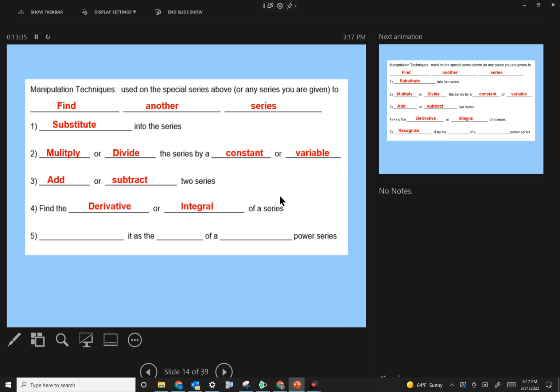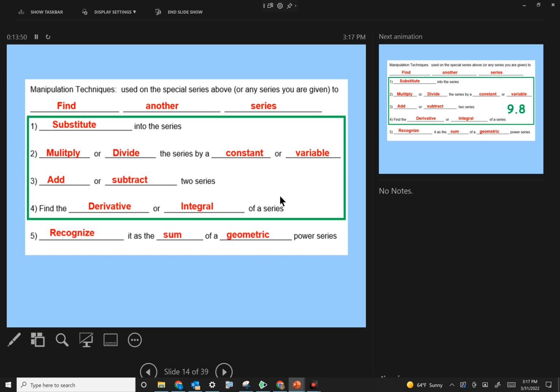You can, oh, there it is. Just when you thought it wasn't calculus, you can find the derivative or the integral of any series. Or you can recognize it as the sum of a geometric power series. Basically, this first part I'm getting ready to show you an example of. That second part is what we do tomorrow, just so you know. You don't need to write that part down. Okay, so I need to show you this one example and then you're going to be good. Ready? Here we go.